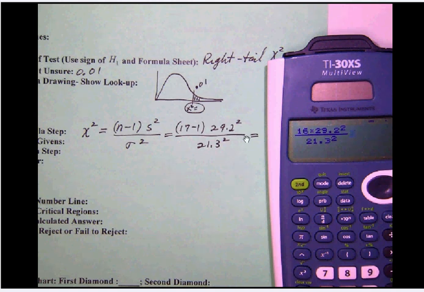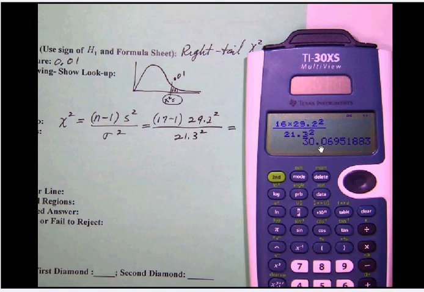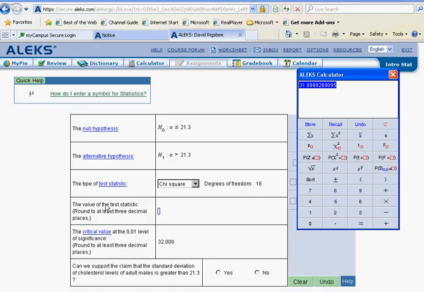29.2 squared, and then 21.3 squared. So let's calculate that value. Notice that the answer we're getting for that is 30.069 with a 5 after that. So in ALEKS here, let's see if they want 3 decimal places, which they do. So we're going to give that 30.070 to 3 decimal places.